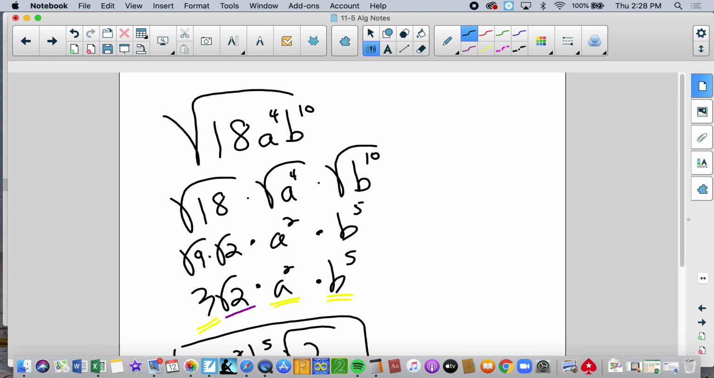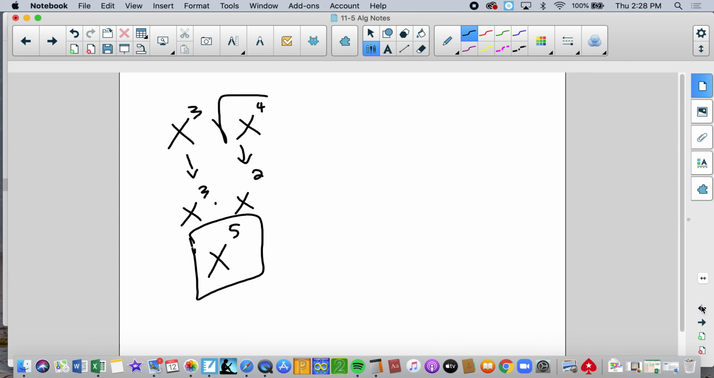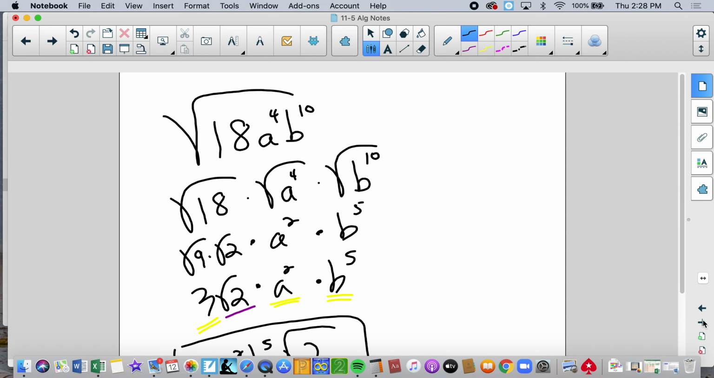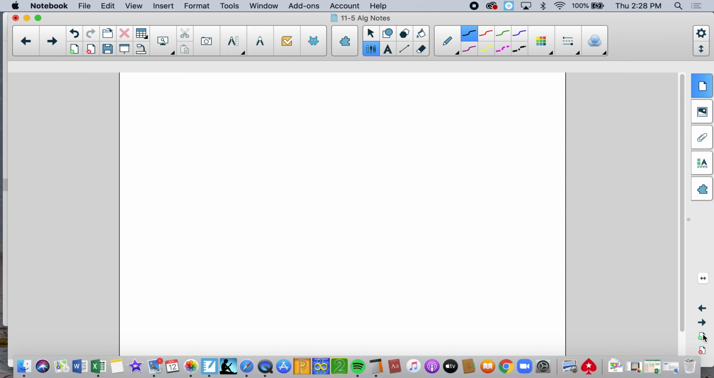All right. So we just dealt with all of these variables that had an even exponent. What happens if we have a radical, a variable, that was to the third? What if we have the square root of x to the third? Well, remember, our objective is to look for x squares. So, can I rewrite this with an x squared? Yeah, I can write x to the third as x squared times x.